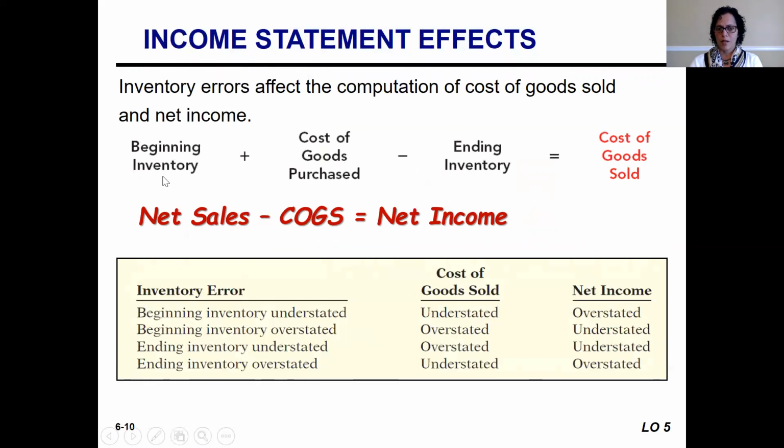So if my beginning inventory is understated, let's start with understated. If this number is smaller than it should be, my cost of goods sold will also be understated. If cost of goods sold is understated, your net income will be overstated. So it's basically a flow-through problem. I made one mistake over here, and it's now affected two more accounts.